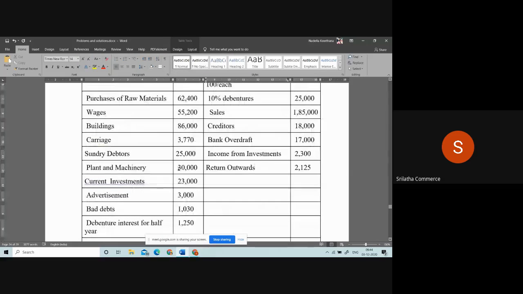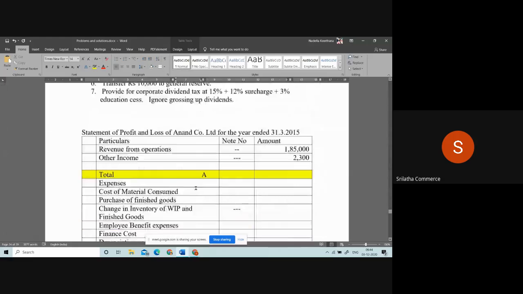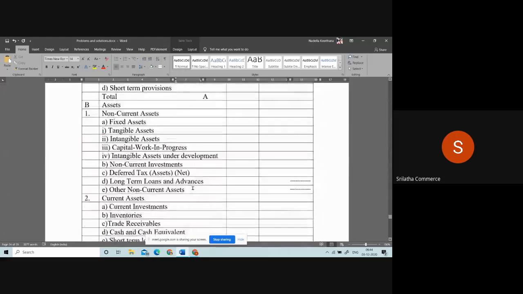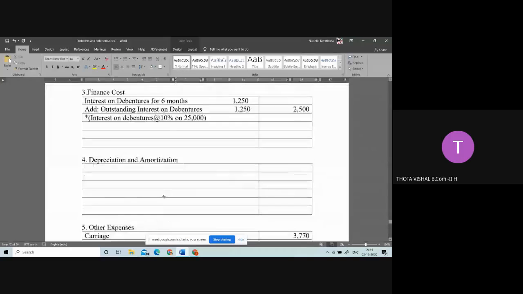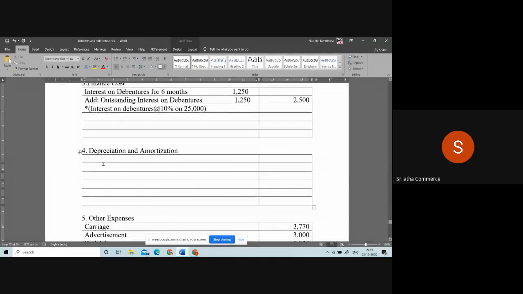So plant and machinery is how much? 30,000. So on 30,000, 10% comes to how much? 3,000. Yes. Depreciation on plant and machinery, 3,000. Okay.